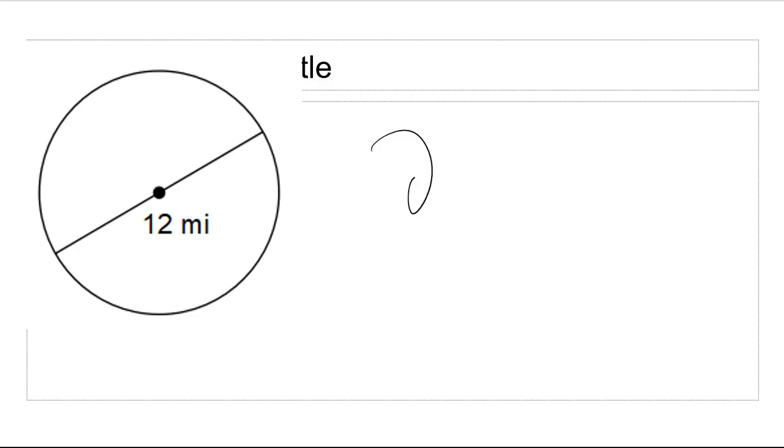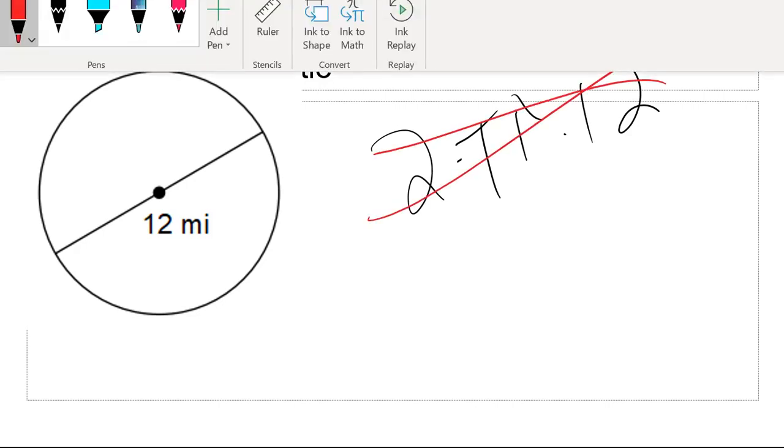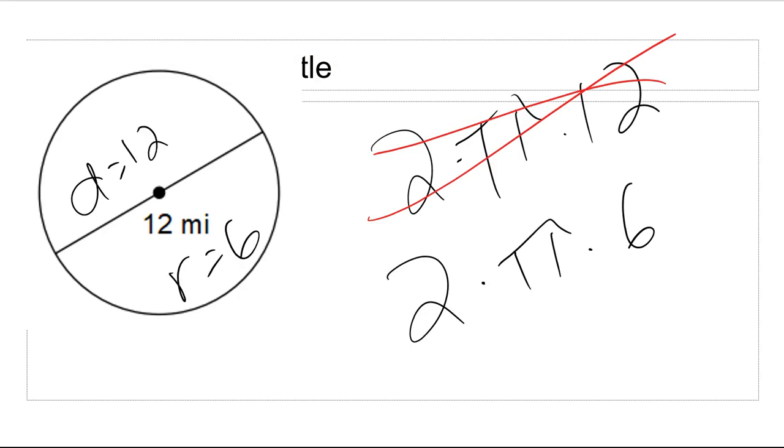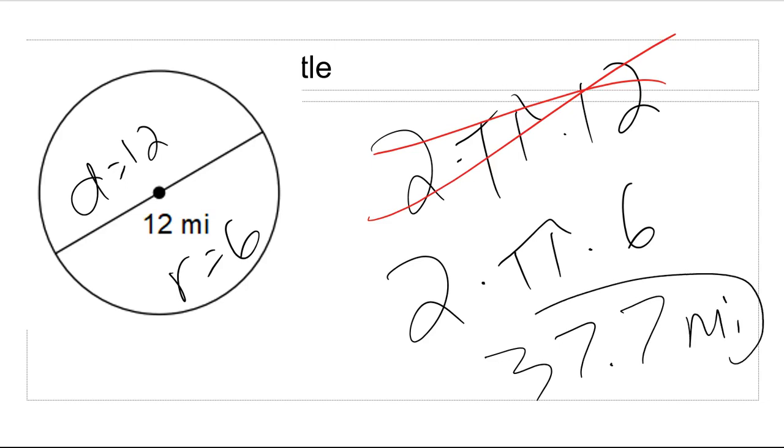Alright, so this problem, please don't do this. That's wrong. You want to make sure that you're doing 2 pi r, so it's 2 times pi times 6. The diameter in this problem is 12, but the radius in this problem is 6. So we're going to get 37.7 miles. There you go.